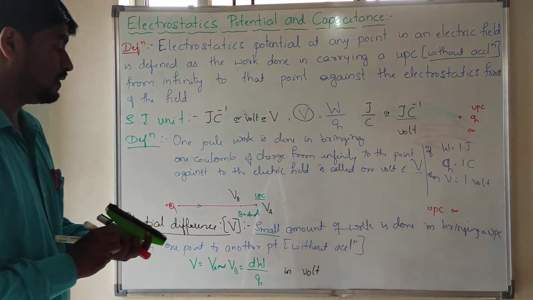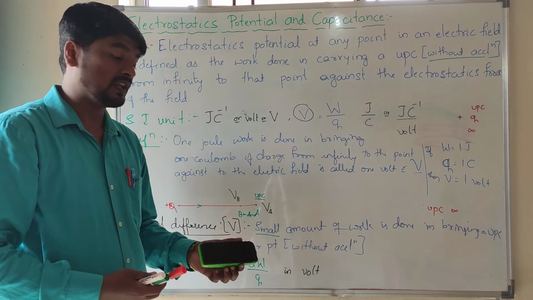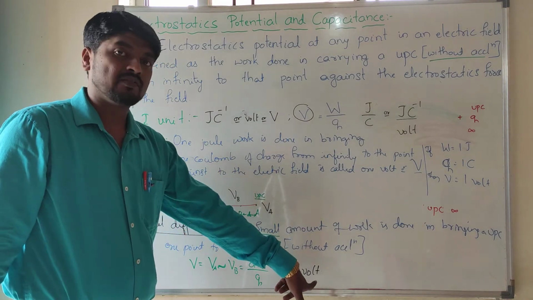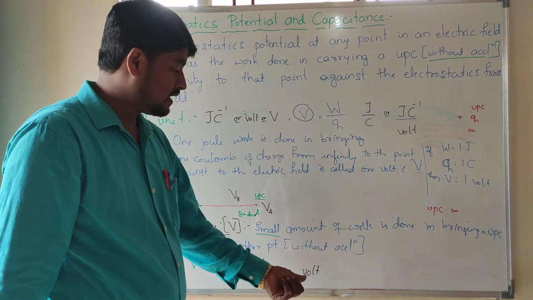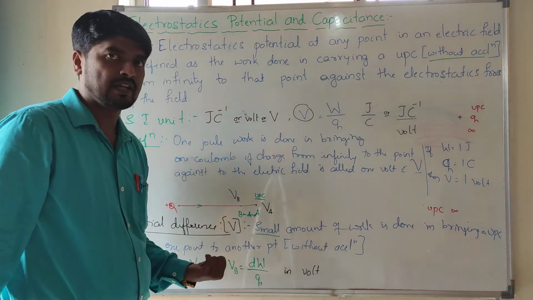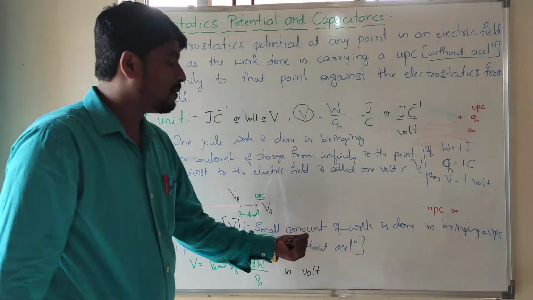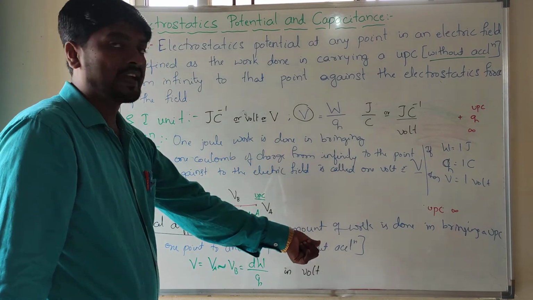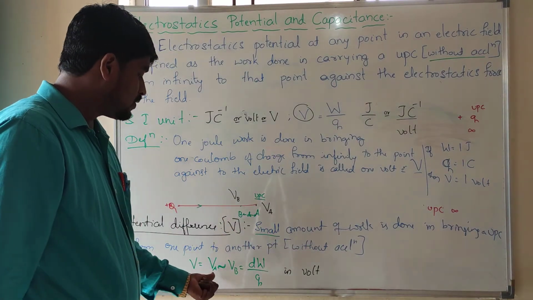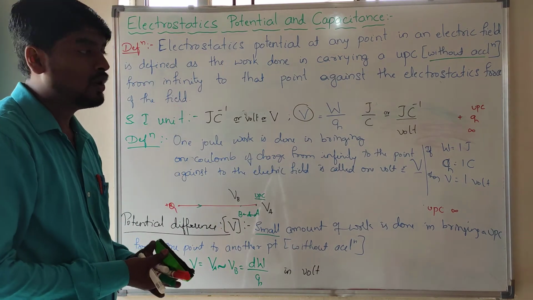The SI unit of potential difference is very, very important. The same potential difference is what we measure in our day-to-day life. The potential difference, whatever we are measuring, is named in volt: 220 volt, 240 volt, that is all this potential difference only. Right? I repeat the definition. Potential difference V is defined as the small amount of work done in bringing a UPC from one point to another point against the electric field. So V is equal to VA minus VB, that is dW by Q. It is measured in terms of volt.